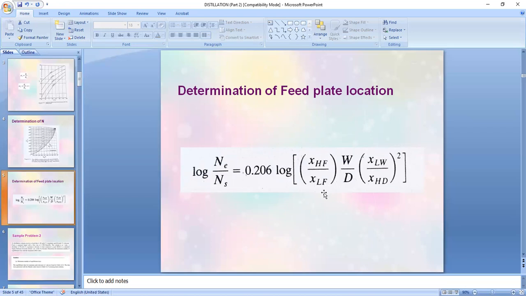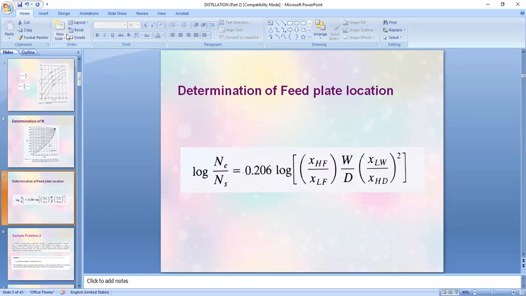Now, how do you know whether A is the high boiling point component or the low boiling point component in the feed? If I may ask you, what tells you that A is the low boiling point component and B is the high boiling point component?